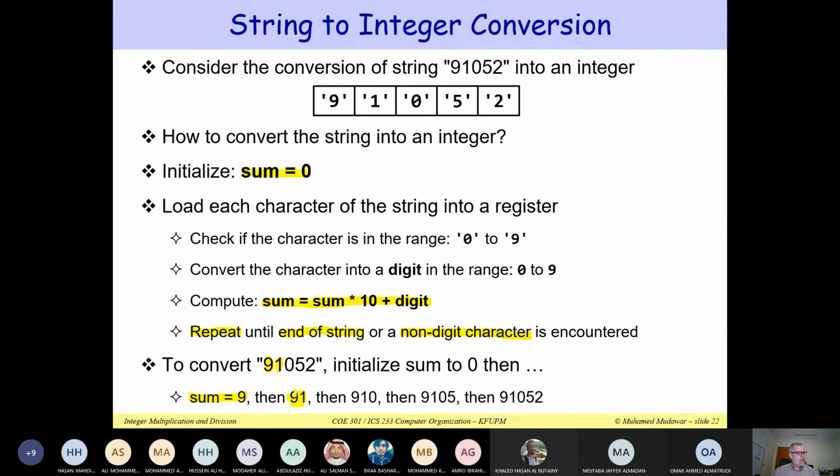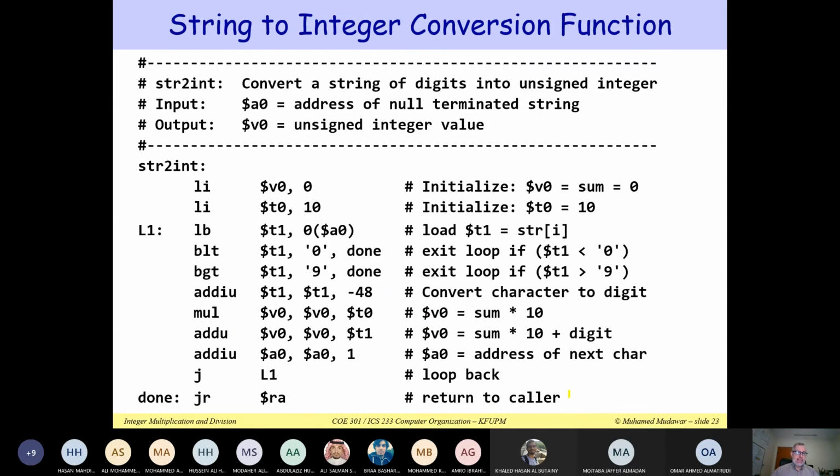Inside, the hardware is designed to do all the arithmetic in binary. Then we get 910, then 9105 after encountering the 4th digit, and 91,052 after encountering the 5th digit. So we do it in a loop, okay? And this is my conversion procedure. I can write it in assembly language as shown in the next slide.